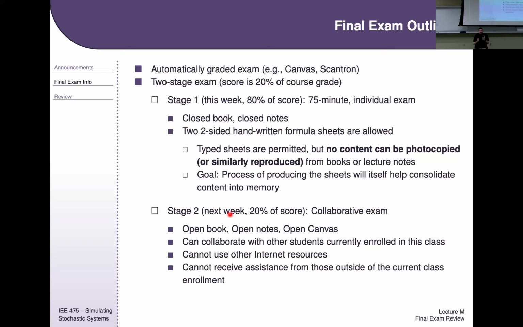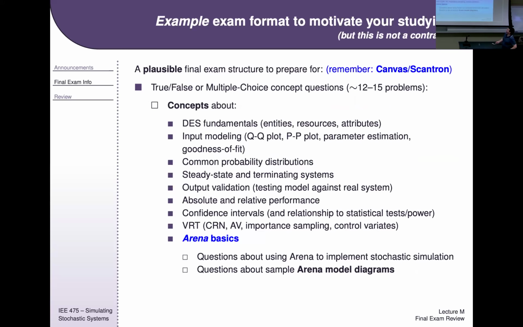And then stage two, just like the midterm, is open book, open notes, open Canvas, and you can collaborate with other students in the class. You can do that over Slack, or if you've got a Discord channel, as long as nobody outside the class is in that channel as well. That's fine. So there's a little bit of an honor system here, but the idea is only collaborate with people currently enrolled in this class. So same as the midterm.